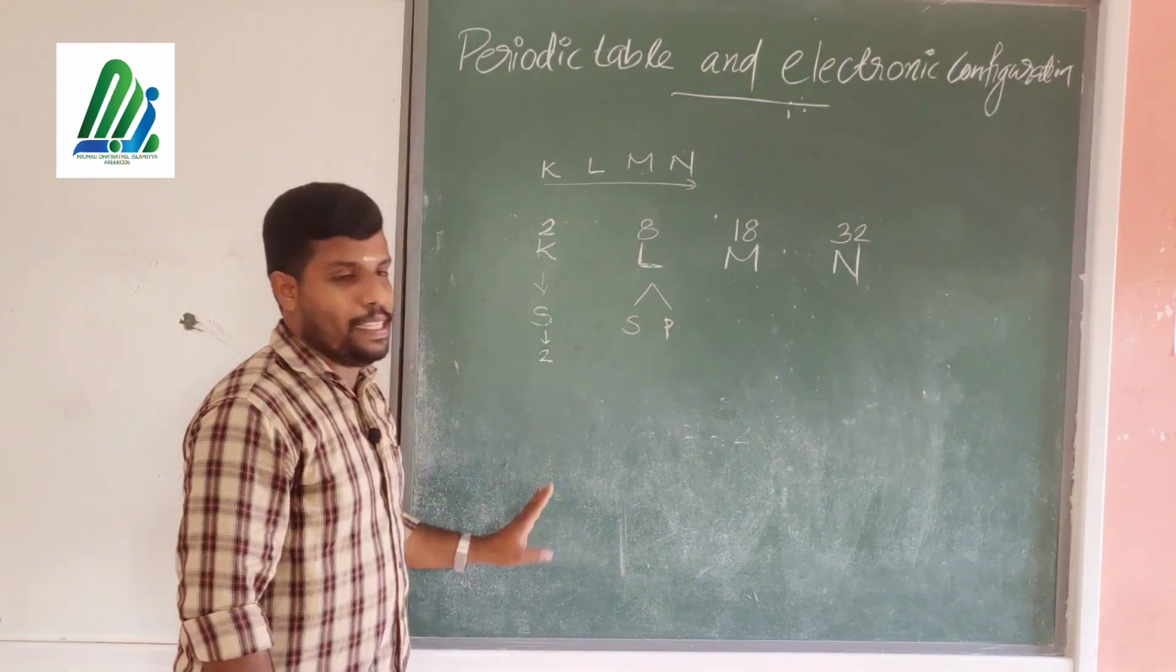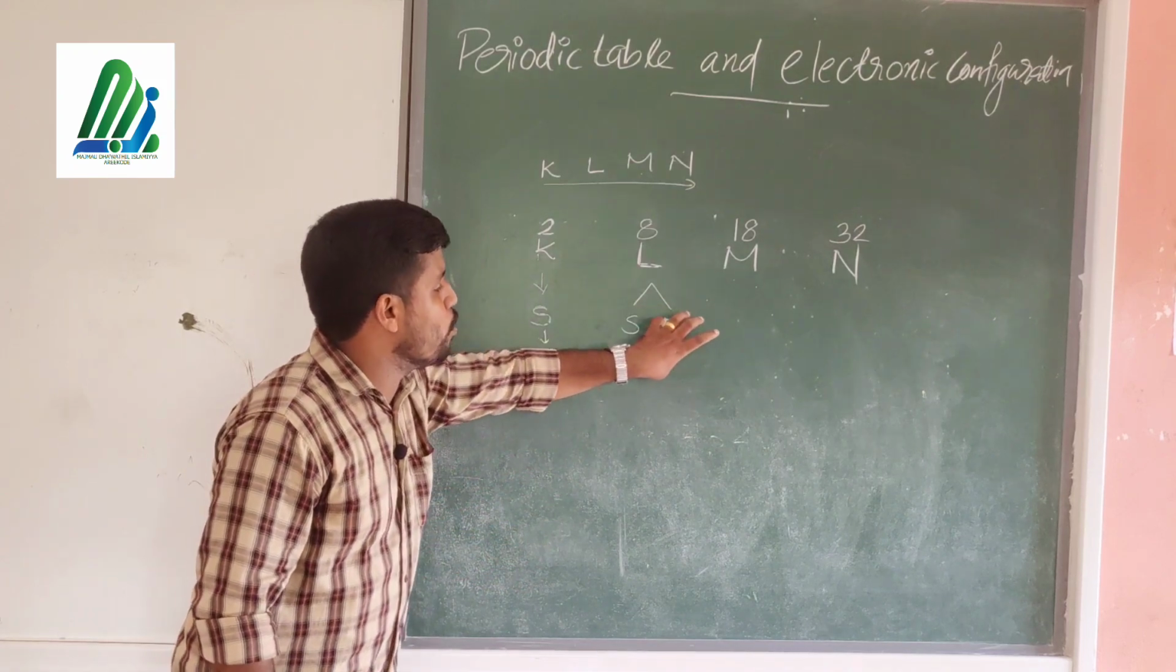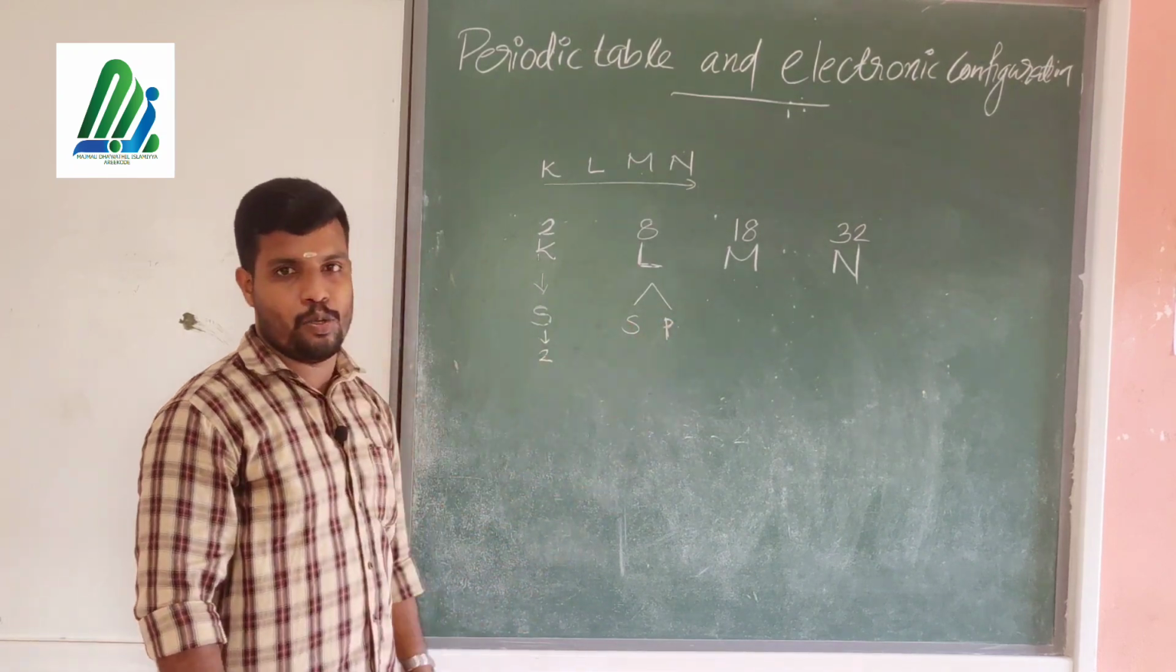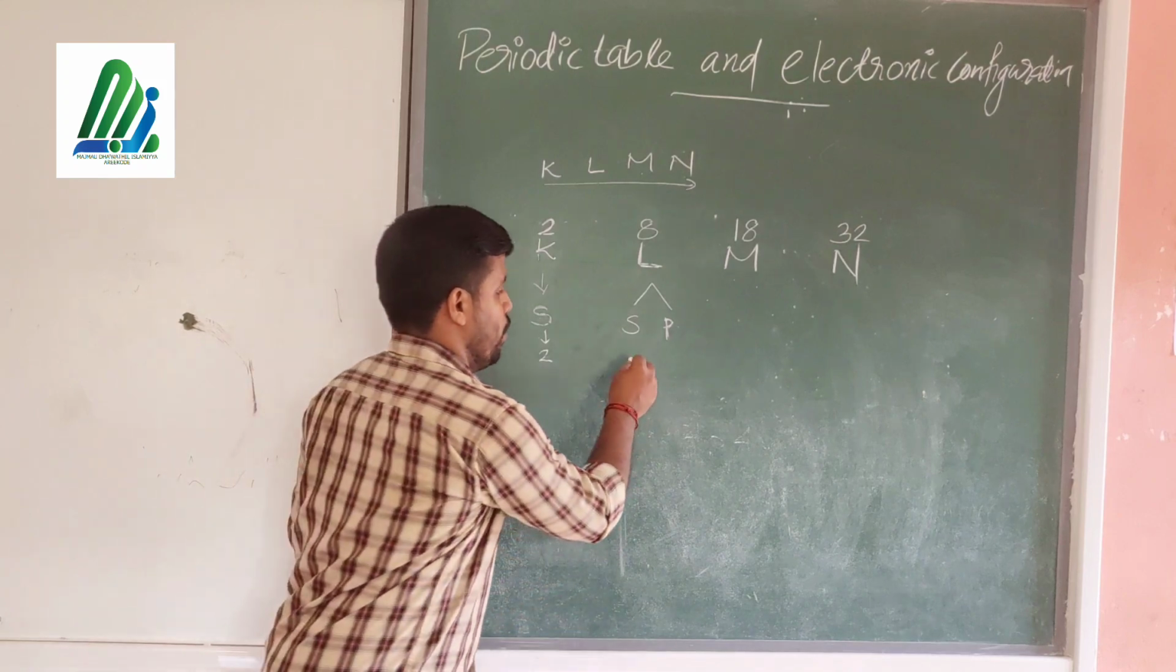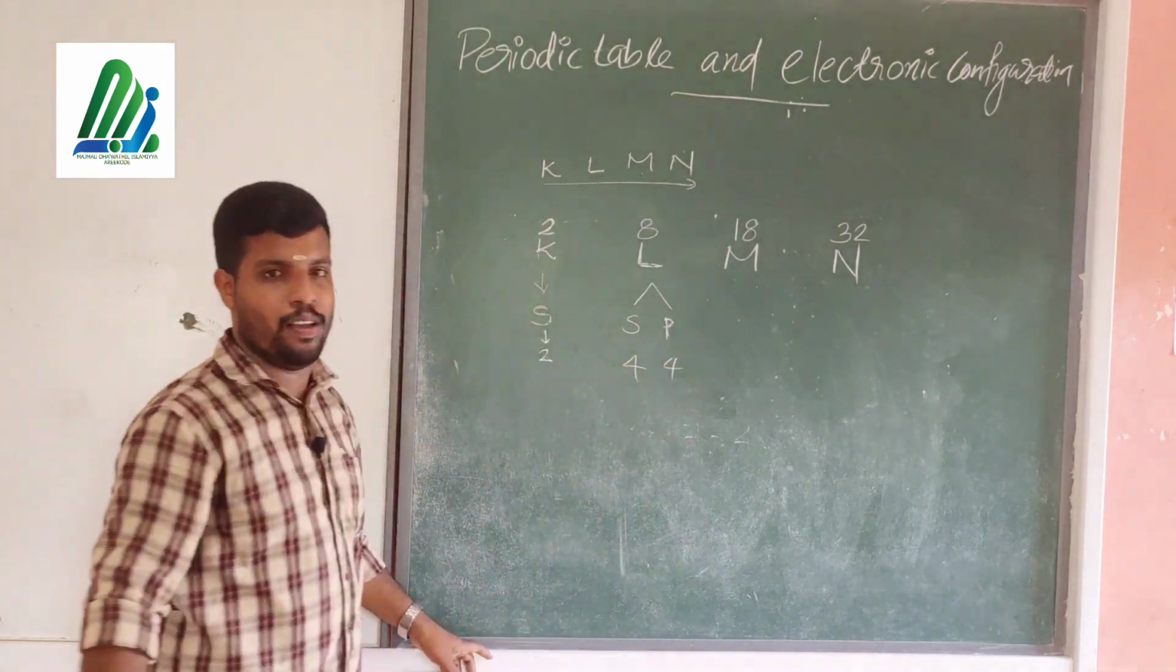The S subshell and P subshell, how many electrons are possible to accommodate in these two? Is it possible to write 4 and 4?